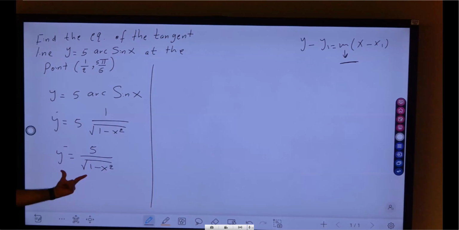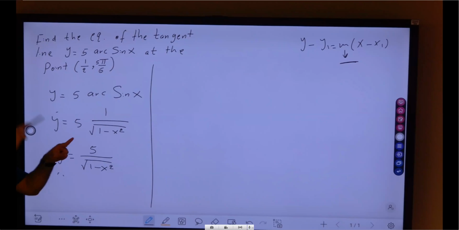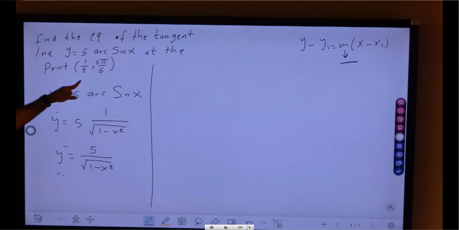Now, this is the slope. The slope for what? The whole line, which looks like a curve. It's a curve with the arcsine, the inverse of the sine, times 5. If you know how to graph it, we learned that in pre-calc. So now it's a curve. I need to find the tangent line to that curve. I have the slope for the whole curve, and I need the slope at this point.